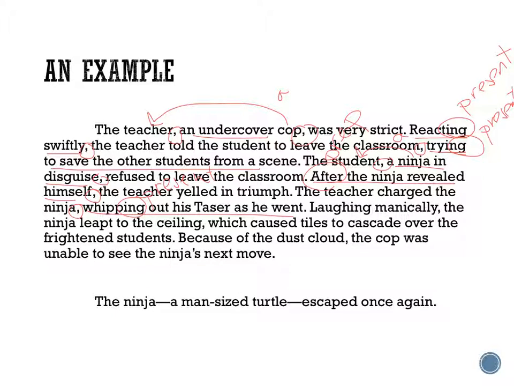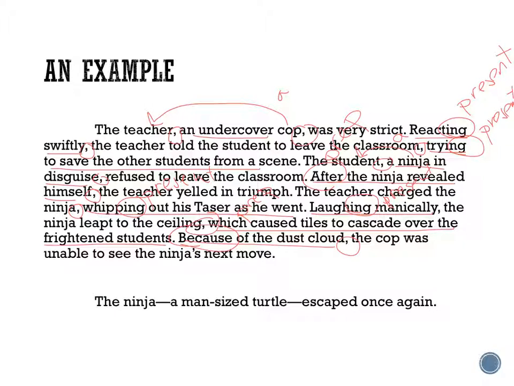Laughing maniacally, the ninja leapt to the ceiling. Laughing maniacally, ing verb, another present participle. Which caused tiles to cascade over the frightened students. Now this is a preposition here that would be used at the end, even with a comma, which always requires a comma. So let's get another one of those exception words. Because of the dust cloud, comma, the cop was unable to see the ninja's next move because it's a prepositional phrase. And remember, if we were to place it at the end of the sentence, the cop was unable to see the ninja's next move because of the dust cloud, we would not use a comma, but because it comes at the beginning, we will use a comma.